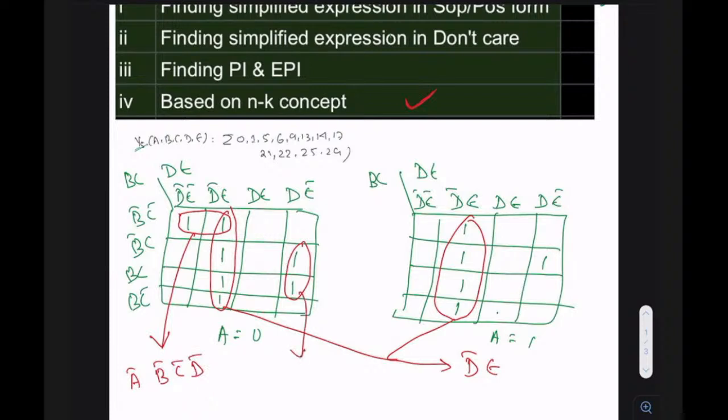Similarly, for this, you get A bar. From row, you'll get C. From column, you get D E bar. Okay. Then what is left? You are left with only this one. So how do you cover this one? What do you think?